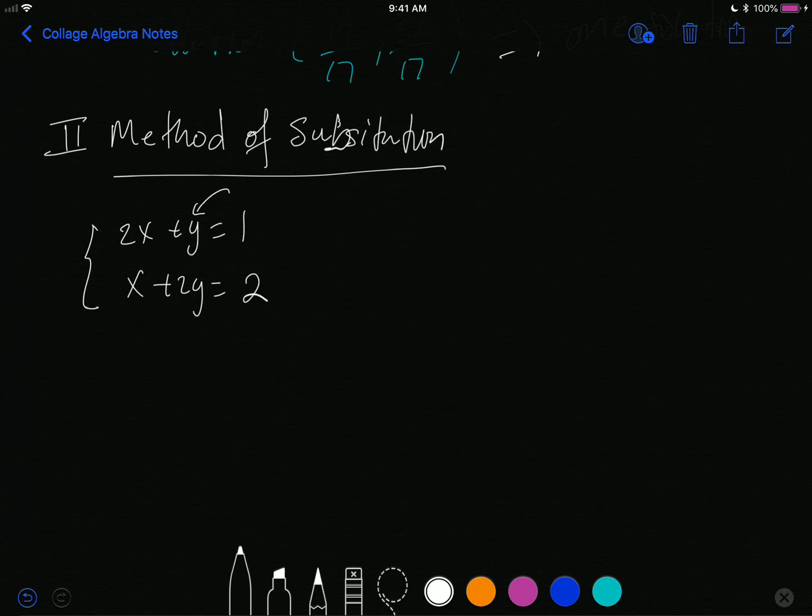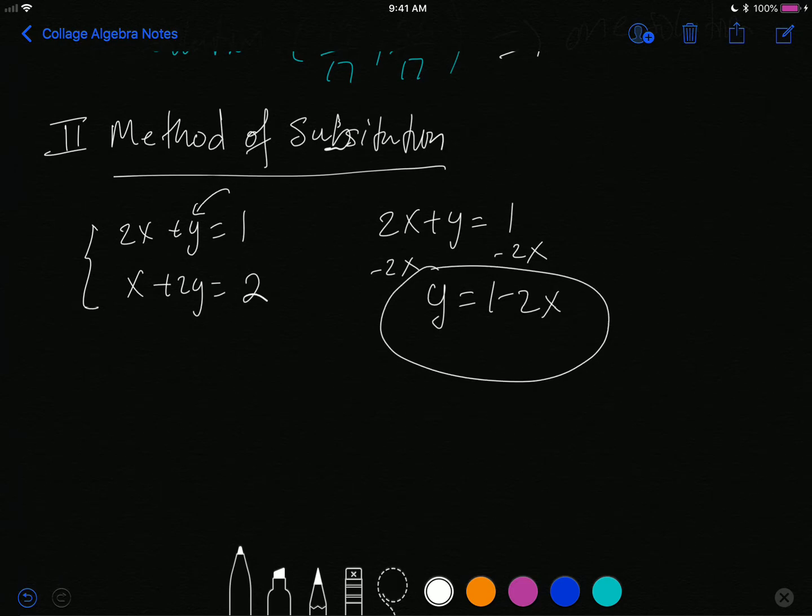So I'm going to choose that equation, and then I'm going to solve for y. In this case, that's pretty easy, just minus 2x on both sides. And so I get that y is equal to 1 minus 2x. Now that I have that equation for y, I plug it into the other equation. You cannot plug it back into the same equation. You have to plug it into the other equation. If not, you'll be solving the same equation twice.